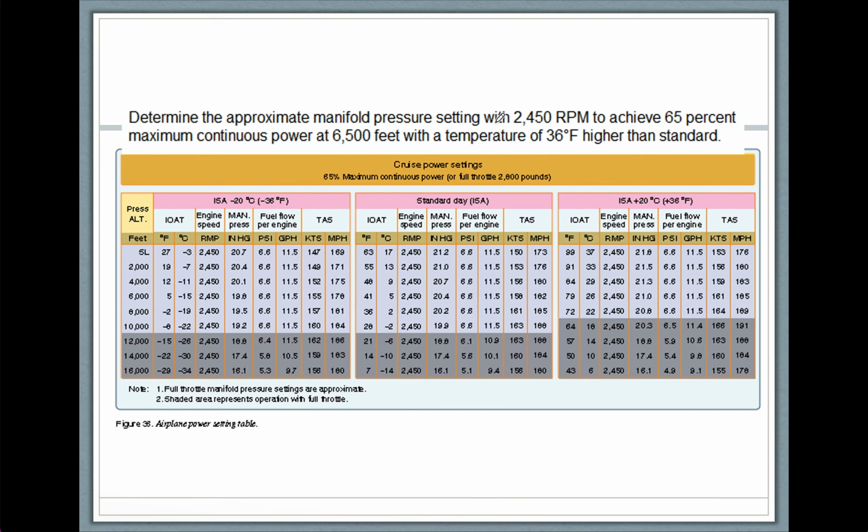So we're at 2450 RPM, and this entire chart is cruise power, 65% max continuous power. That's our limit. And there's our different 3 temperatures. And if you notice, the RPMs are all the same. So don't let all these numbers freak you out. Basically, this is a fancy way of saying use this chart. We want to get 65% max continuous power at 6,500 feet with 36 degrees higher than standard temperature. So we are higher than standard temperature by 36 degrees.